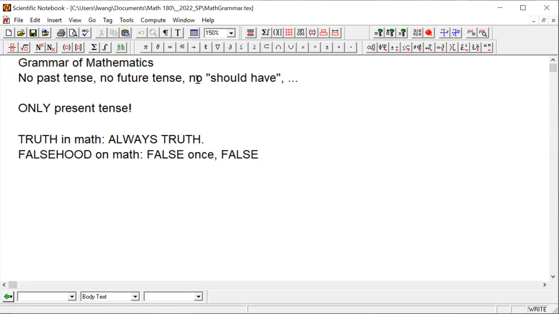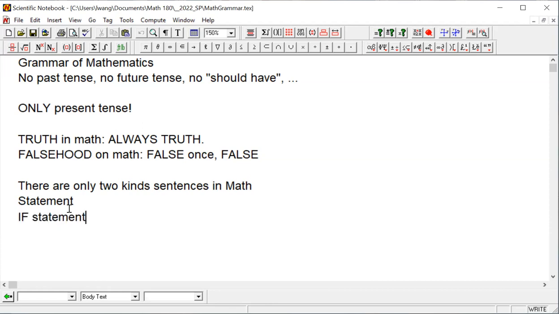Now, let's talk about the sentence structures. There are only 2 kinds of sentences in mathematics. Two kinds. One is a statement, and the other kind is an if statement. Just these 2 kinds. 1, 2, there's no 3. Okay, there are only 2 kinds. Statement.